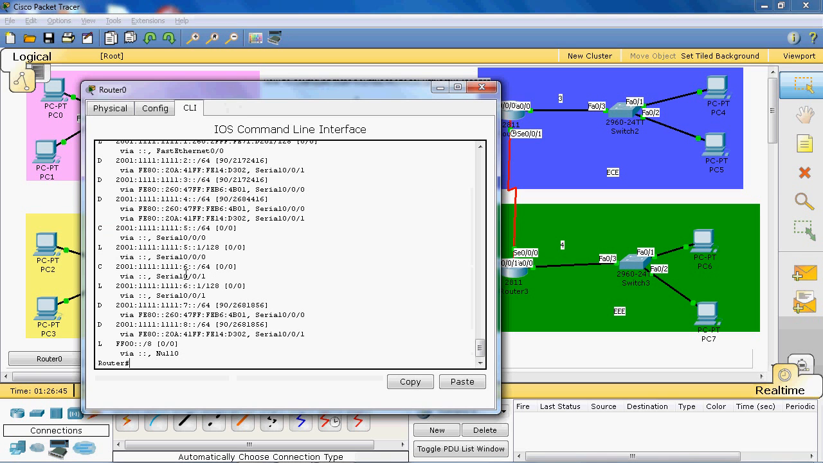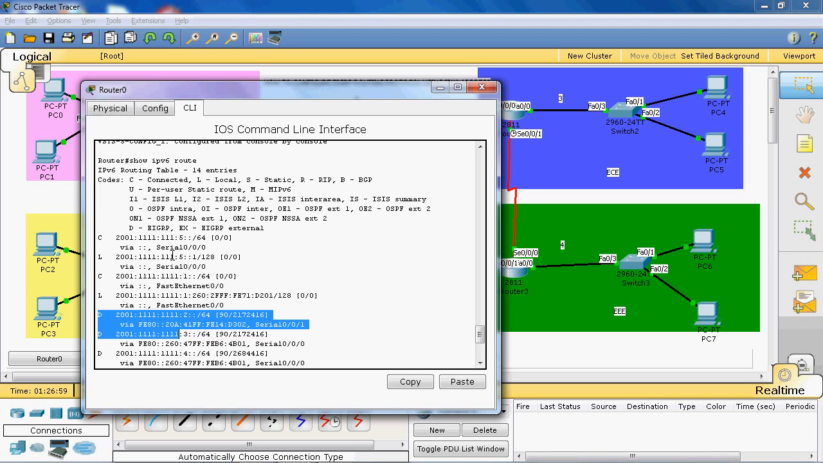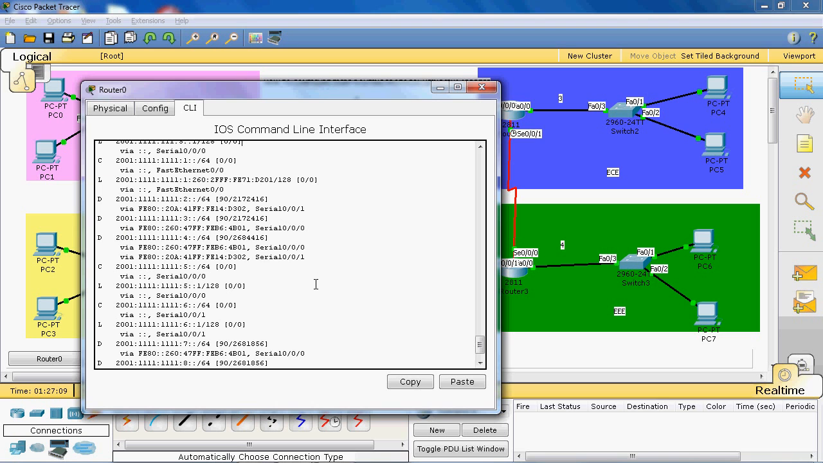Here we can see D indicates the EIGRP routing protocol. The D means it has learned the network from another router. Here we can see D indicates EIGRP. The administrative distance value is 90 if it is internal. If it is external, it is 170.